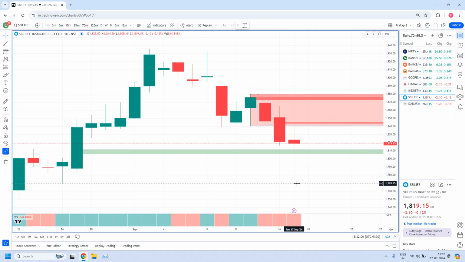Out of these 7, we got 3 trades, and we got 2 successful trades and 1 is stopped out. We will discuss all the 3 trades, and then also I will explain how I fine-tuned these zones.